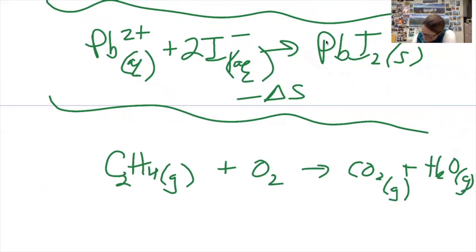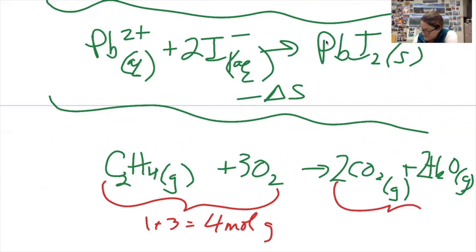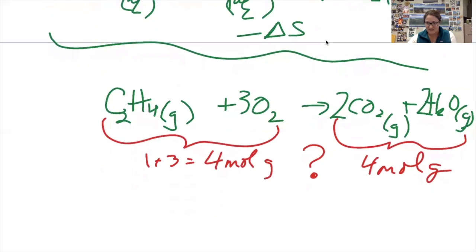If you have a situation like this, where everything's a gas, then you want to look at moles of gas. So for this one, on the left-hand side, I have 4 moles of gas. On the right-hand side, I have 4 moles of gas. This one you would not be able to predict because the moles of gas are the same. So without having more information, you'd have to actually calculate instead of predict it.